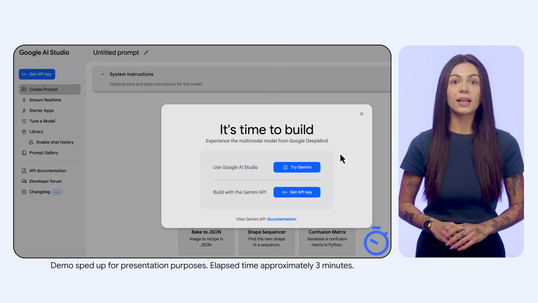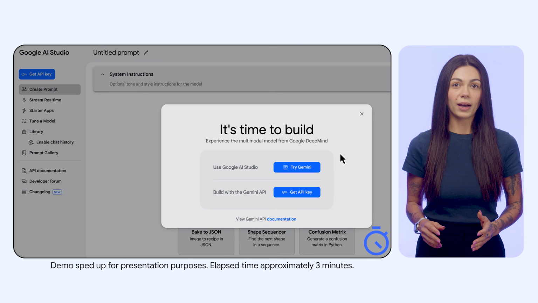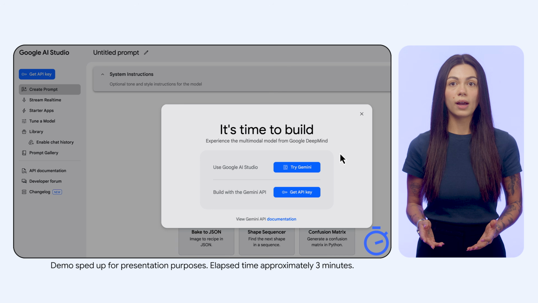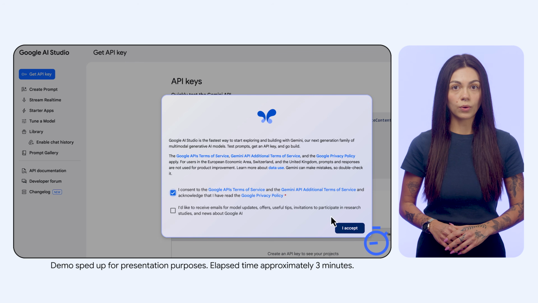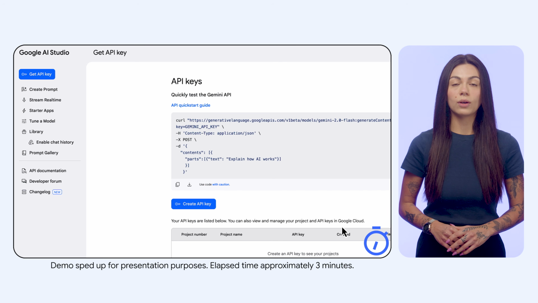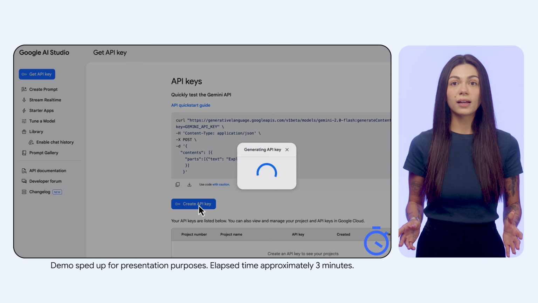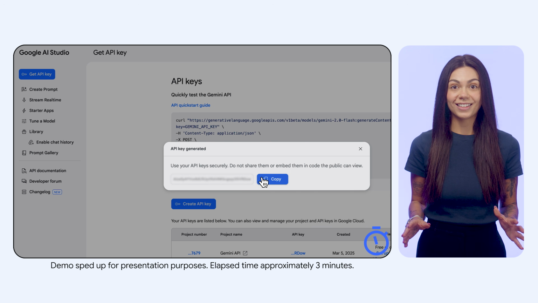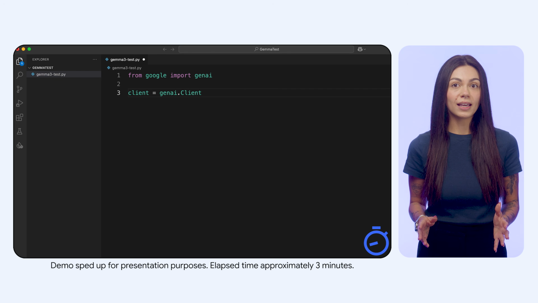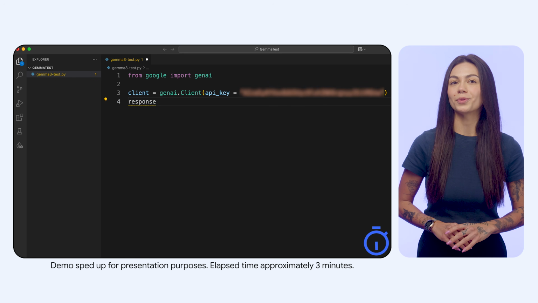Next, I need to get an API key in Google AI Studio. This is also an easy step. I just need to open Google AI Studio and click on Create API Key. Here in the API Keys window, I need to click Create API Key one more time. And in a few seconds, I can see this pop-up that allows me to copy my key. Nice! Now that I've got my API key, I can go ahead and write some code.